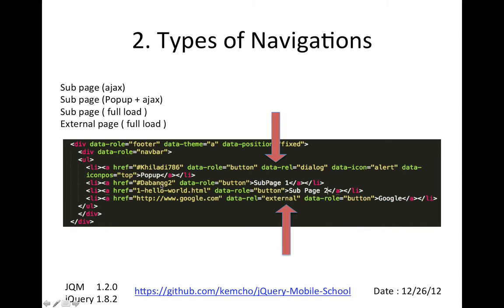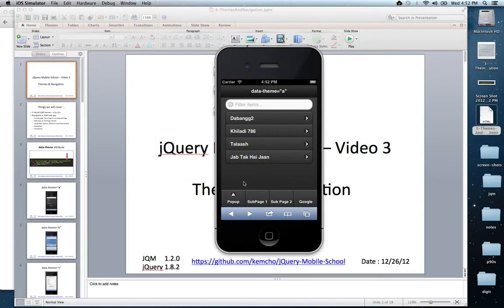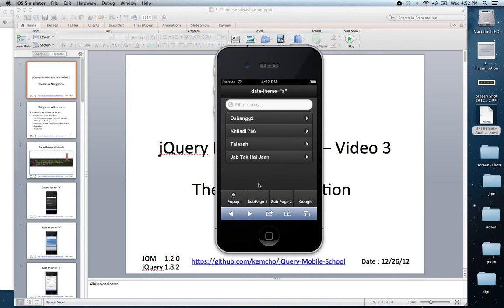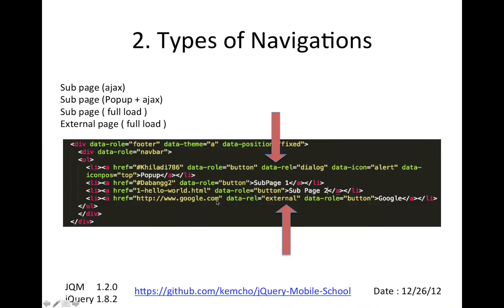And second is a sub-page within your page, but you don't want a dialog box, right? That also uses Ajax. So if you go here, it's a sub-page within your page. It opens up this page, then you can also go back. So that's a page within your page. And this is using a dialog, this is not using a dialog. The third is an external page.